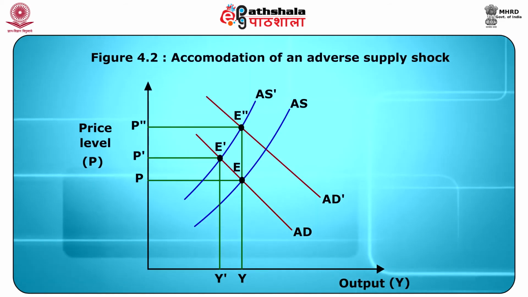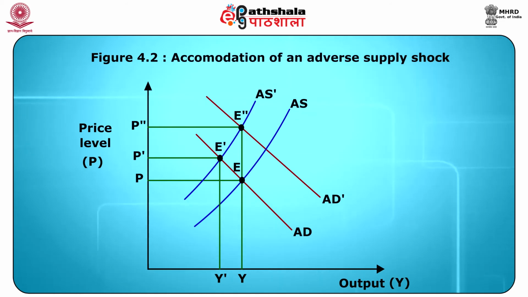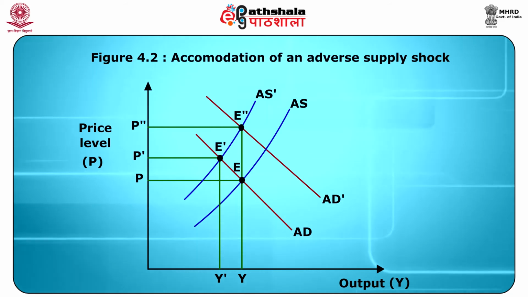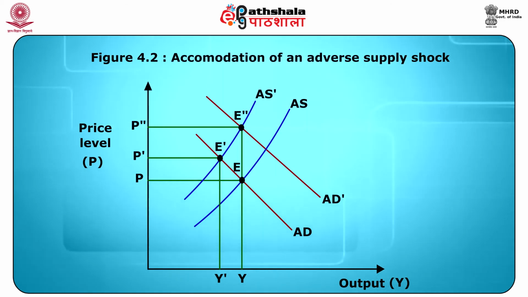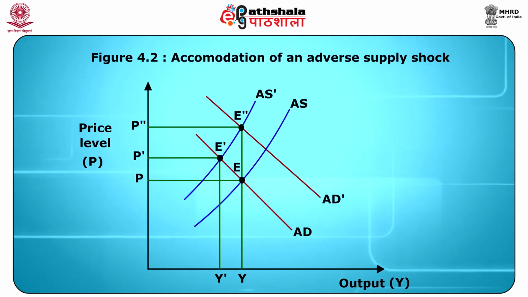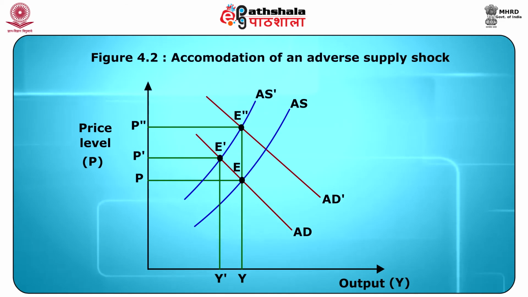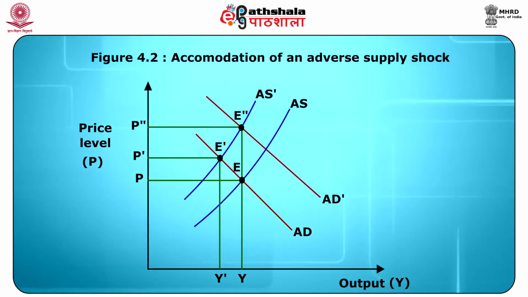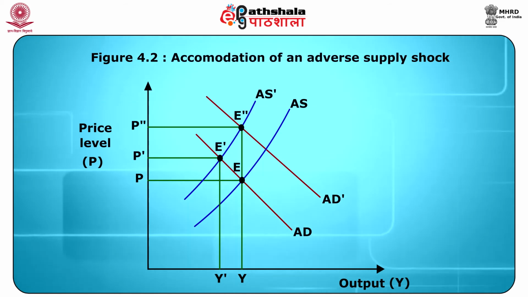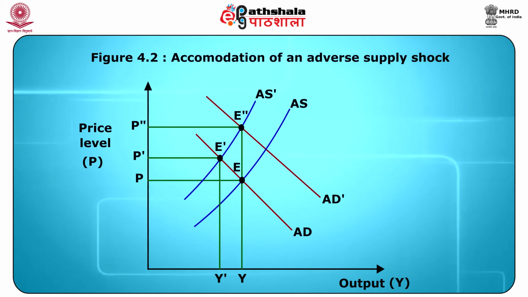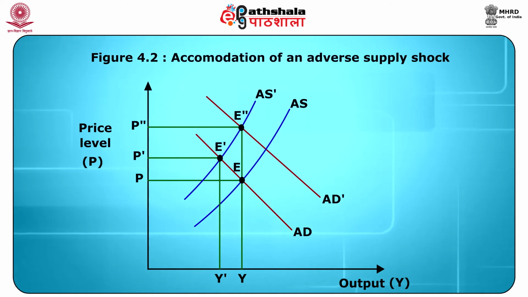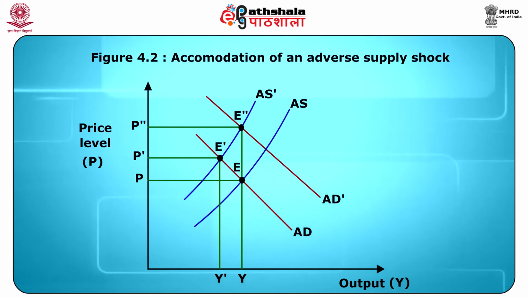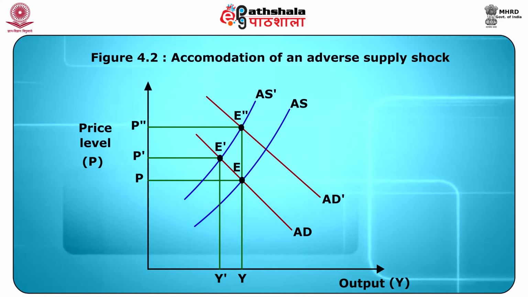In figure 4.2, the adjustment is shown. Aggregate supply and aggregate demand intersect at point E. Due to the supply shock, the aggregate supply shifts to AS dash and the economy moves to the point E dash, resulting in lowering of GDP and an increase in the price level. The accommodating policy is shown by a shift of aggregate demand from AD to AD dash, which shifts the equilibrium to E double dash and brings back the output to the original level. However, at E double dash, the impact on the price level is more severe than before, as price increases by the full extent of the shift in AS.